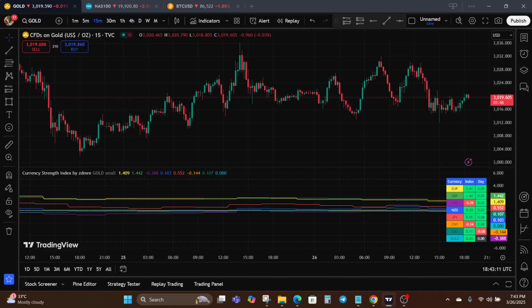Okay, then in terms of trend confirmation, you can combine the currency strength index with other technical indicators like the RSI or moving averages, to confirm trends. Okay, for example, if the currency strength index shows a strong USD and maybe the RSI is also indicating that the USD is overbought, something like that, it can confirm that the current trend is likely to continue. All right.